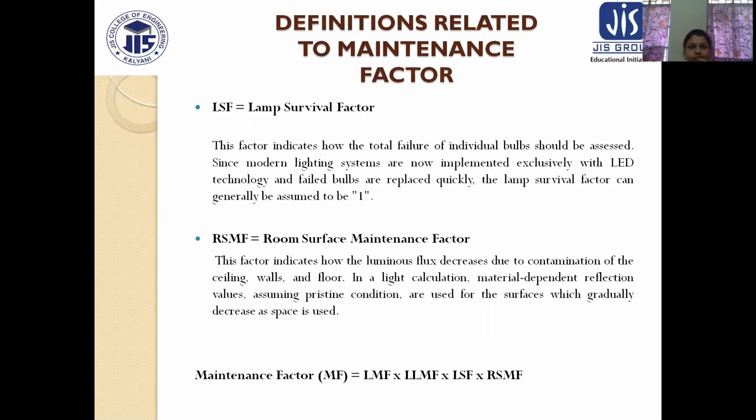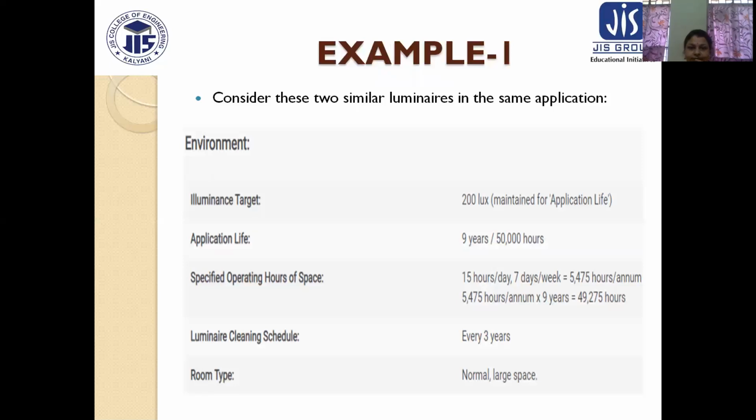Clear? Now I am going to an example. Consider these two similar luminaires in the same application. First I am discussing the environment. The illuminance target is 200 lux maintained for application life. Application life is 9 years, or 50,000 hours. Specified operating hours for the space are 15 hours per day.